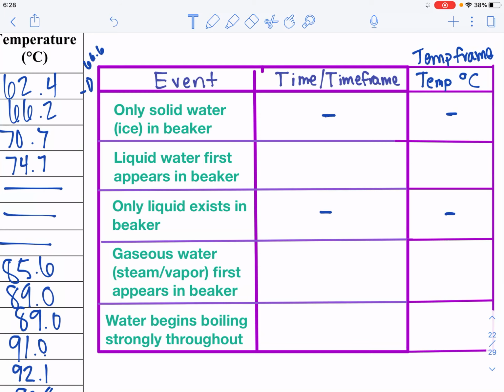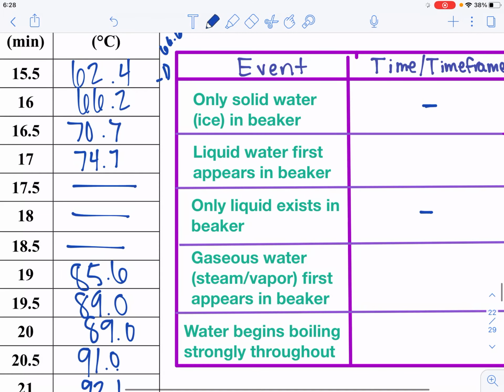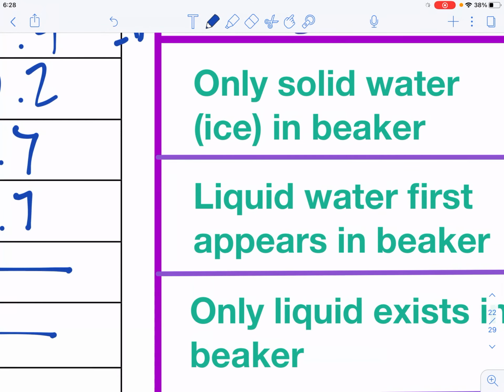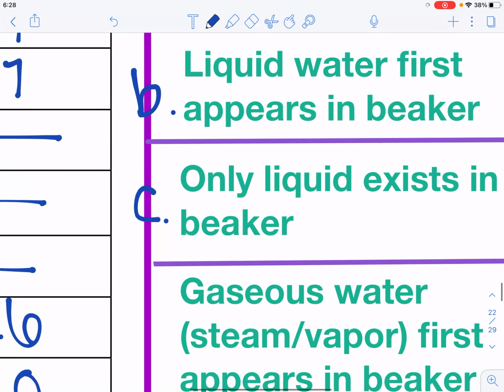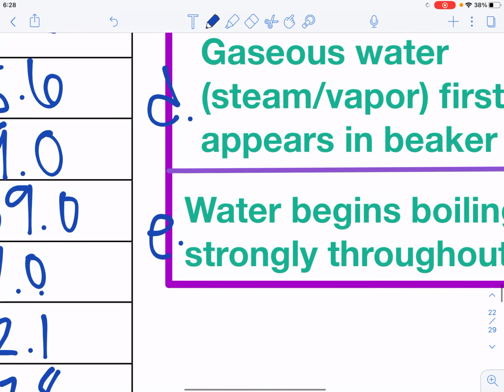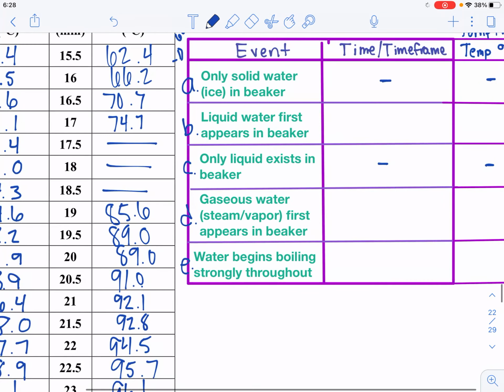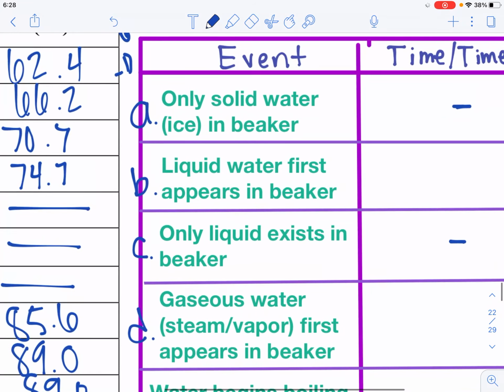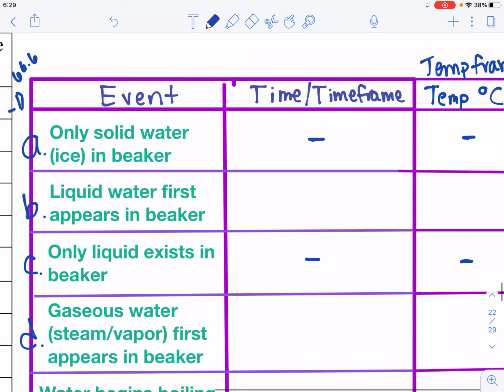So what I have here is the 5 events that we talked about, and then in class I had you label these or refer to these more as A, B, C, D, and E, just for sake of recording them down. All right, so for letter A, only solid water in beaker, the time or time frame.